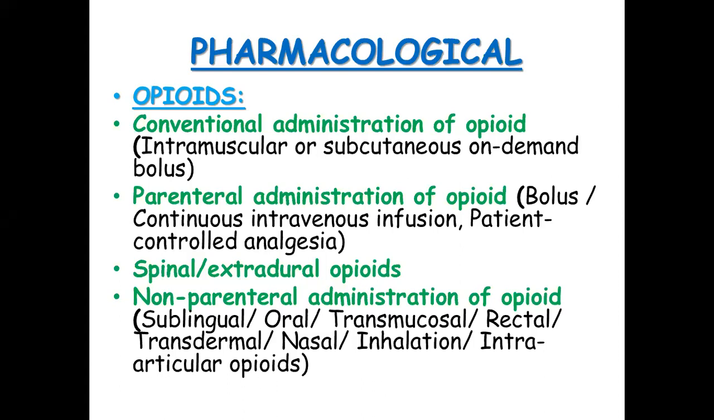So opioids are the most commonly used drugs to treat post-operative pain, and they can be given through the conventional intramuscular route. They can be given through the parenteral intravenous route. They may be given as a bolus, as a continuous infusion, or as patient control analgesia. Other routes of giving opioids are regional techniques like spinal, and they can even be given through non-conventional routes, including rectal, nasal, and others.